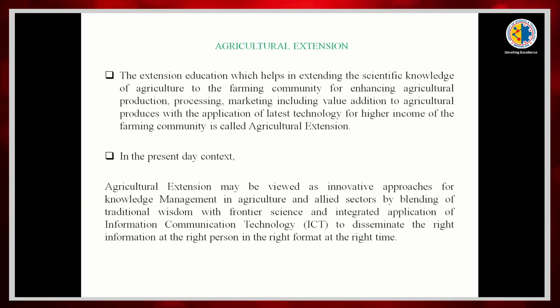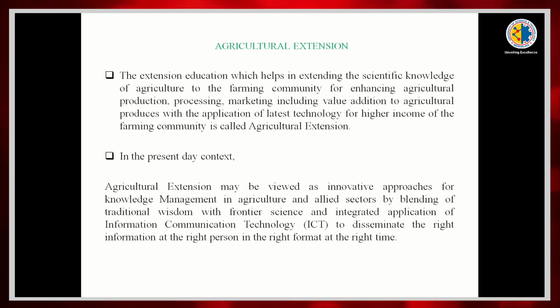Obviously, we will go for agricultural processing and marketing, which includes value addition and supply chain for agricultural produce with the application of the latest technology. There are plenty of technologies for doubling the farmers' income, or for the higher income of the farming community; this is called agricultural extension. Now, in the present scenario, agriculture extension may be viewed as innovative approaches for knowledge management. Basically, we have to disseminate our knowledge. Here we will talk about adoption and diffusion.